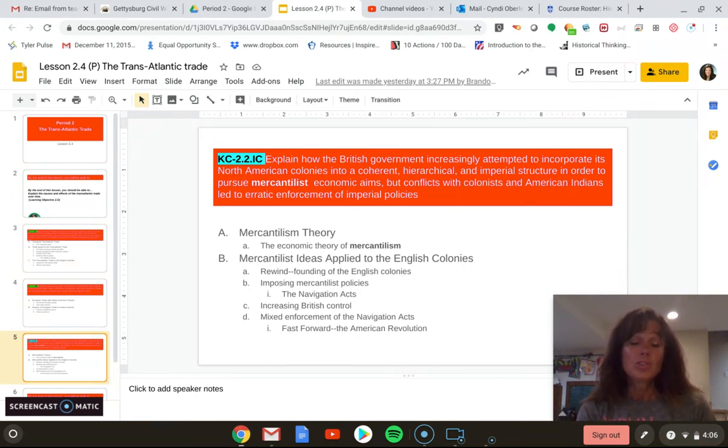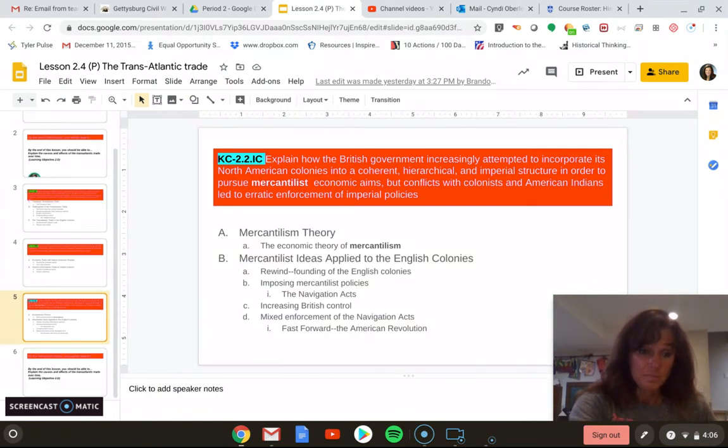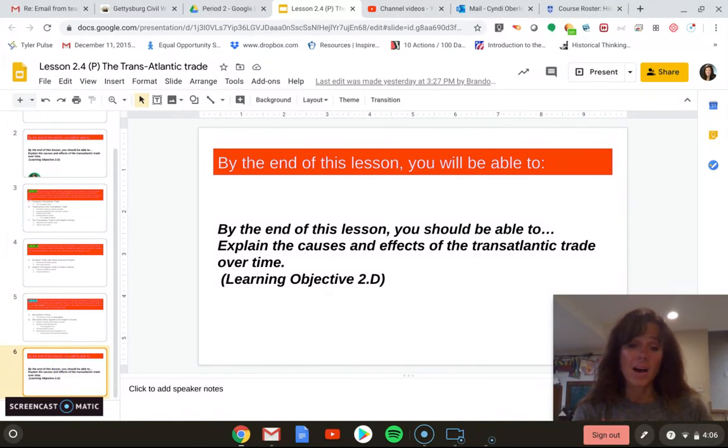Once the British do decide, after the French and Indian War, to enforce the Navigation Acts, the colonists are super resentful. And that is our fast forward. It was during one of these periods of greater enforcement that the colonists rebelled, and it lays the founding blocks for the American Revolution. So to sum it all up, hopefully you are able to explain the causes of the transatlantic trade and the effects of the transatlantic trade over time.